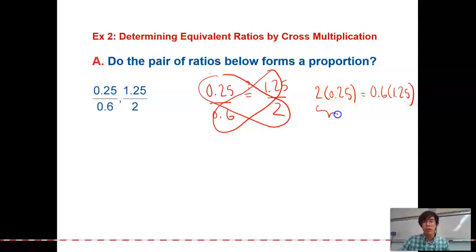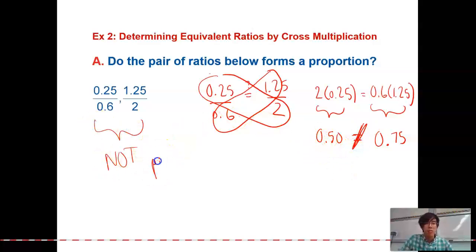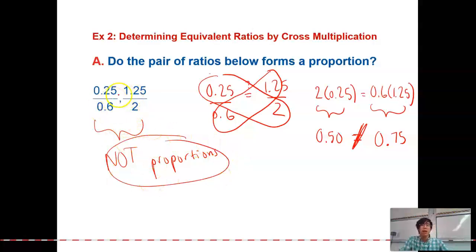Now, all I do is just simplify. Simplify each side. If I have 2 times 0.25, I'm going to get 0.50. And then on the other side, I will get 0.75. Right? And are these equal to each other? No, they are not equal, right? So therefore, I can say that these are not proportions, meaning they are not equivalent ratios. So that's a way to test it when you have decimal numbers. The number is hard to find a factor.